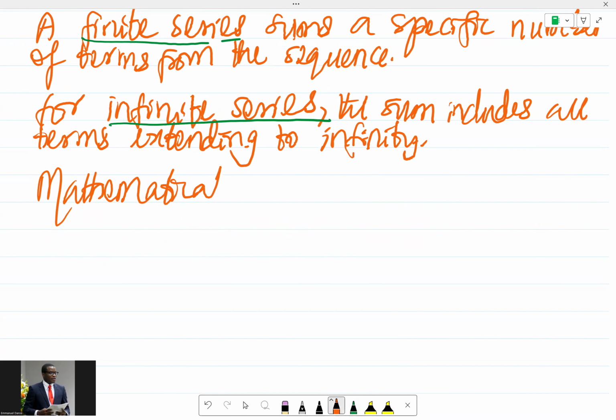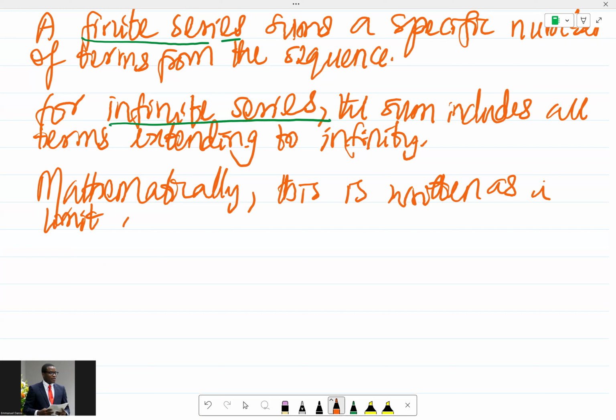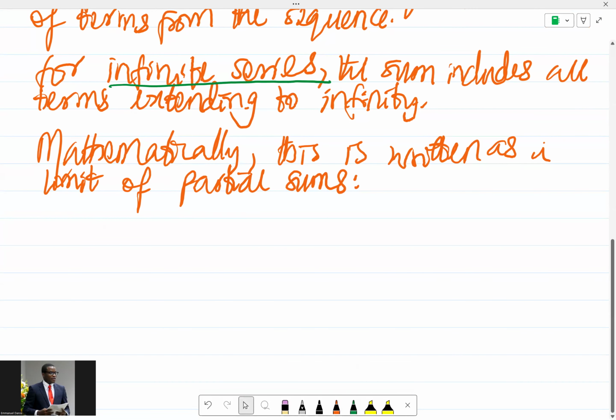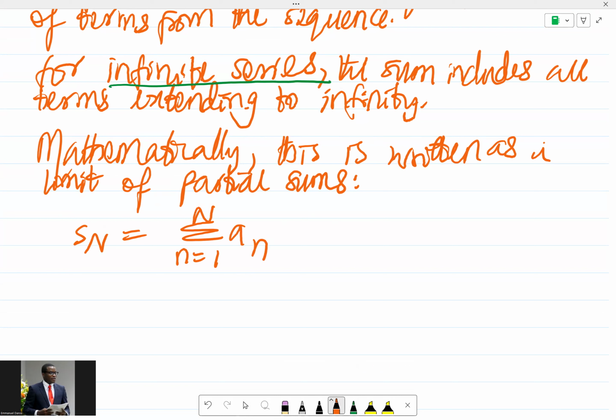Now, mathematically, this is written as a limit of partial sums. This idea of partial sums is really important in series. So here we have S_N equal to the summation from n equals 1 to N of a_n. So this is like the whole series, and that is when you talk about an infinite series.